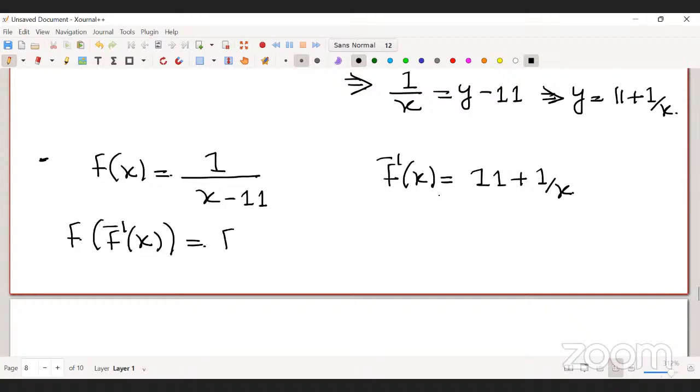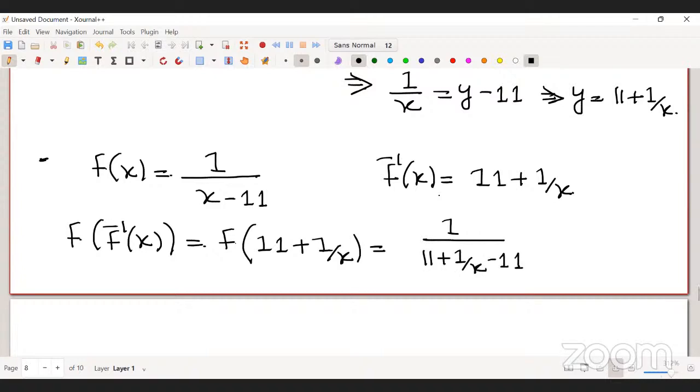This is nothing but f of 11 plus 1 by x, which is 1 by (11 plus 1 by x) minus 11, which is x, right? Because 11 and 11 will get cancelled, and 1 by 1 by x is x.